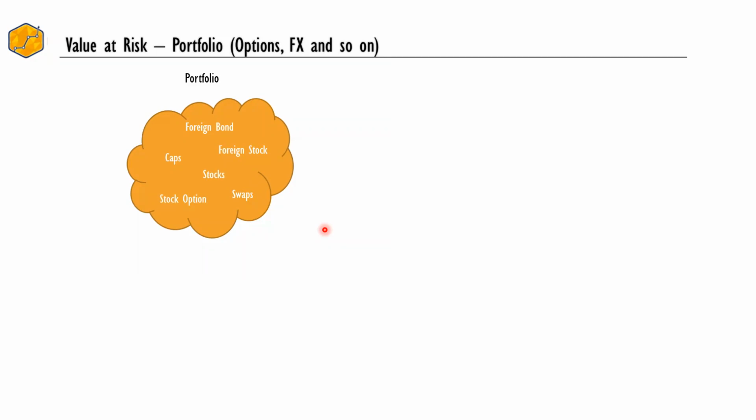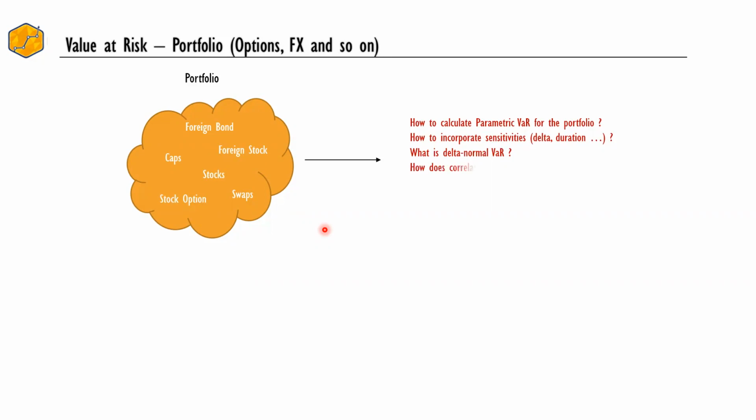Okay, that's the agenda. All right, so when you have a portfolio, we do all kinds of things, like how to calculate parametric VaR of the portfolio, how to incorporate sensitivities such as delta, duration, gamma, all those things, right? If you have calculated the value at risk for an option, then you must have used delta. Sometimes we call it delta normal VaR, right? How did that formula actually come into being, okay? We'll talk about all of those. Sometimes correlation comes into the picture. How do we incorporate correlations?